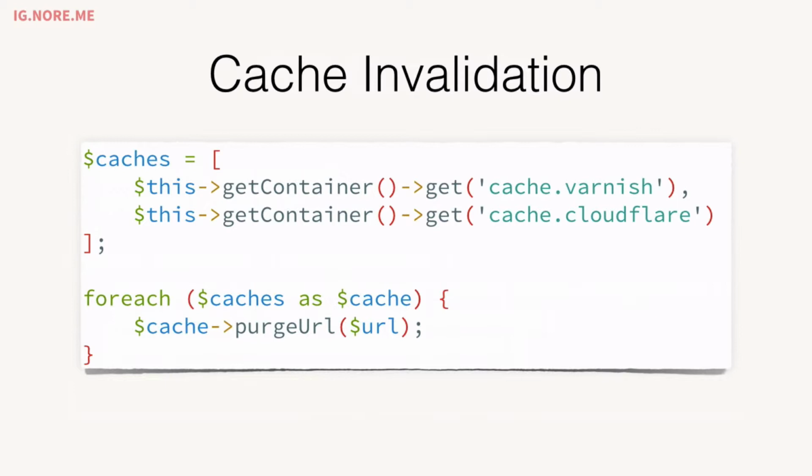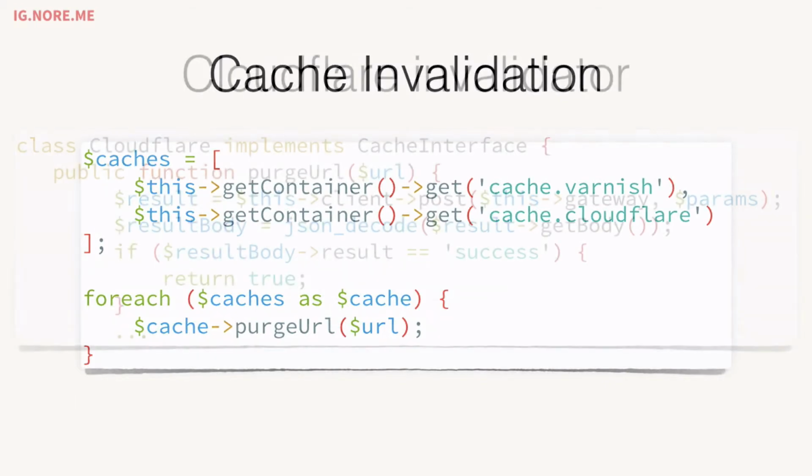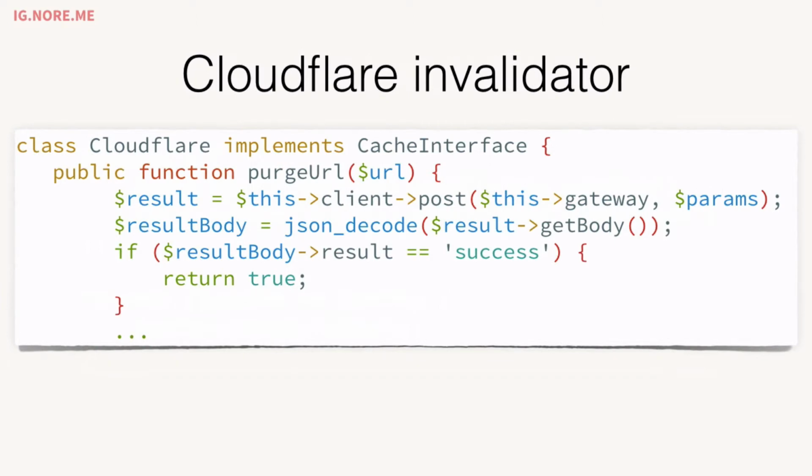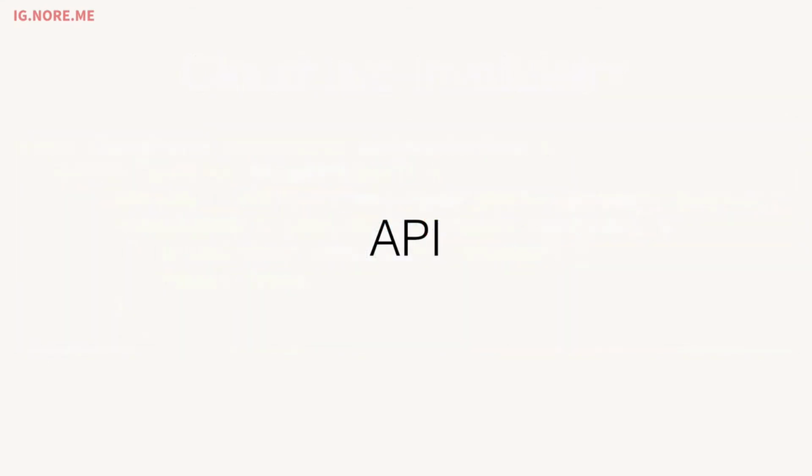It then loops over each of the defined caching services that we have and simply calls the purge URL method in those. The purge URL method can be as simple as this Cloudflare invalidator, where you only need to send a POST message to the service itself. But as you can imagine, for example, when using auto-scaled Varnish servers, this becomes a bit more difficult. Now, at the center of all of this is the API.